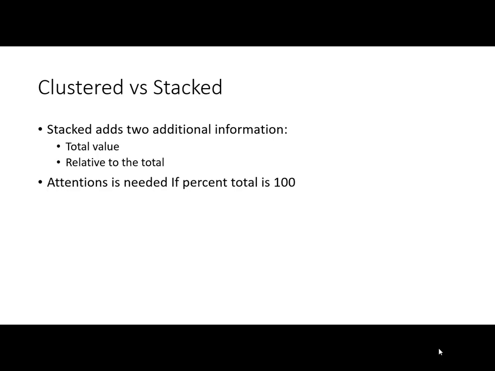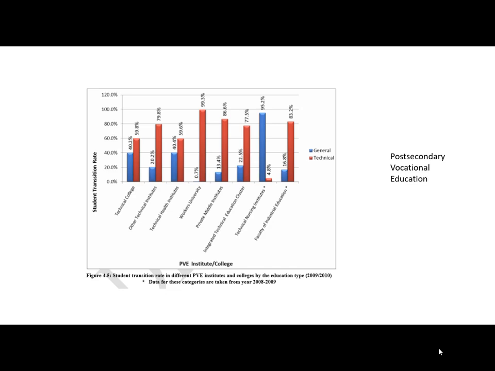Clustered versus stacked. Stacked adds two additional pieces of information. We can get the total value because numbers are stacked, and by looking at the bar or the column, the stacked ones, we can see the relative amount of each item related to the total. Attention is needed if the total is 100, especially in percent.